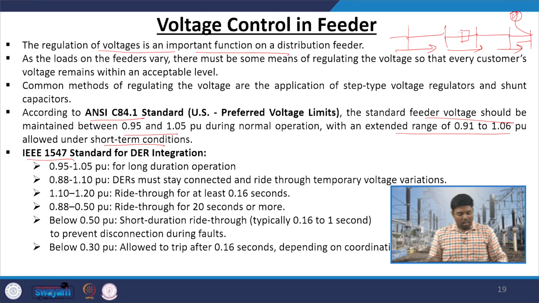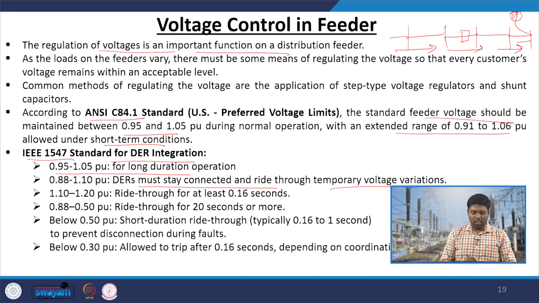Now, the IEEE standard says that whenever you integrate distributed energy resources into a feeder, there is a variation of voltage limits. For normal or long duration operation, same as ANSI, the voltage is 0.95 to 1.05 per unit. For ride-through operation, for a little temporary voltage variation, it can go from 0.88 per unit to 1.1 per unit. For ride-through operation for 0.16 seconds, for an over voltage condition, it can operate from 1.1 per unit to 1.2.